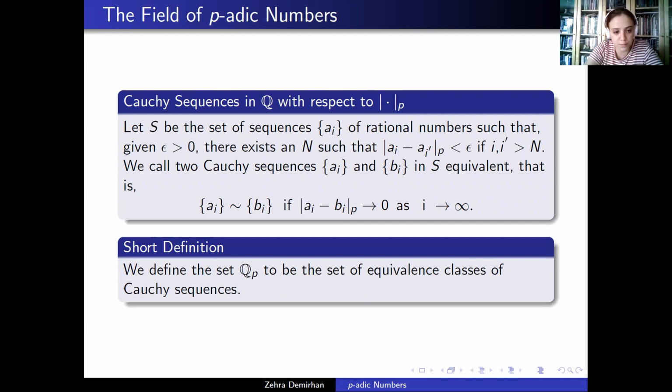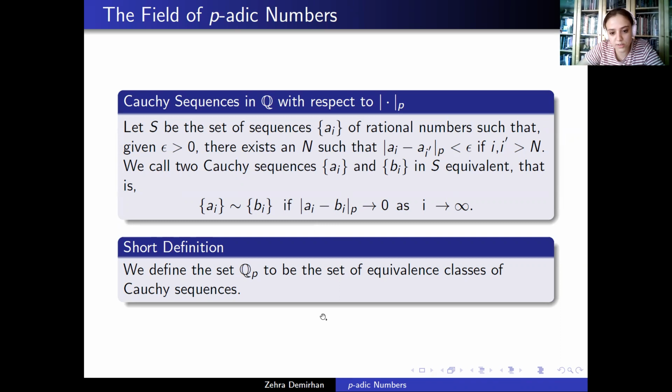Let's move on to the second part, the field of p-adic numbers. Here's a definition of Cauchy sequences in Q with respect to the p-adic norm. Let S be the set of sequences (a_i) of rational numbers such that given a positive epsilon, there exists an N such that this inequality holds if i and i' are greater than N.